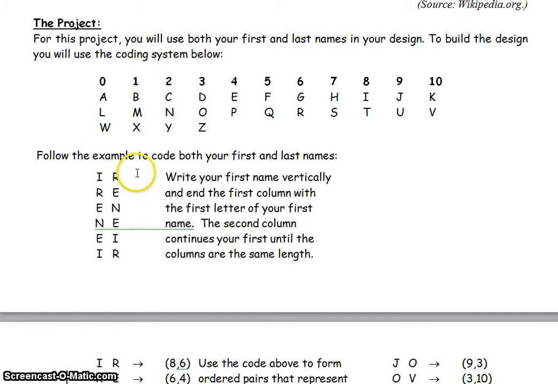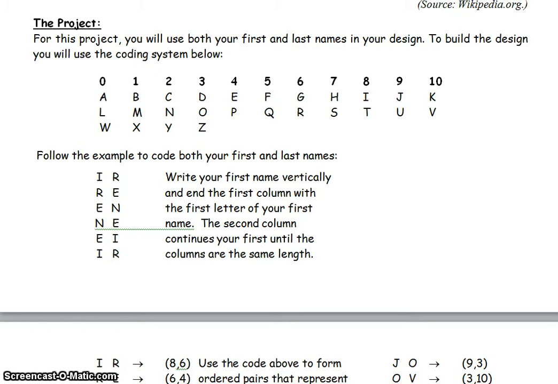You're going to follow this example code for both your first name and last name. You're going to write your first name vertically. So this person's name is Irene, so they wrote Irene, and then the first letter of their first name. And then in the second column, they're going to continue spelling their name and starting over until they have the same amount of numbers on both sides.